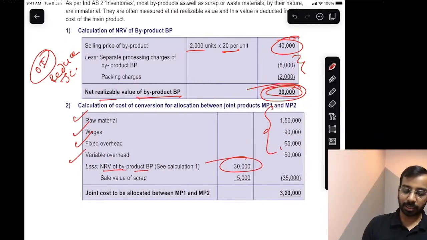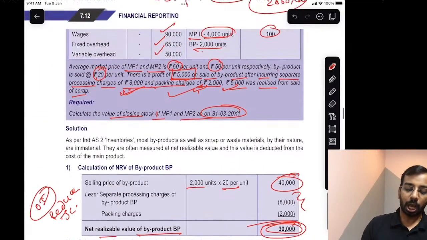NRV of byproduct is 30,000. That is what we have realized. Sales of scrap 5,000. The total is 35,000. Joint cost that you will allocate is 3,20,000. On what basis? On the basis of relative sales value at split-off time.